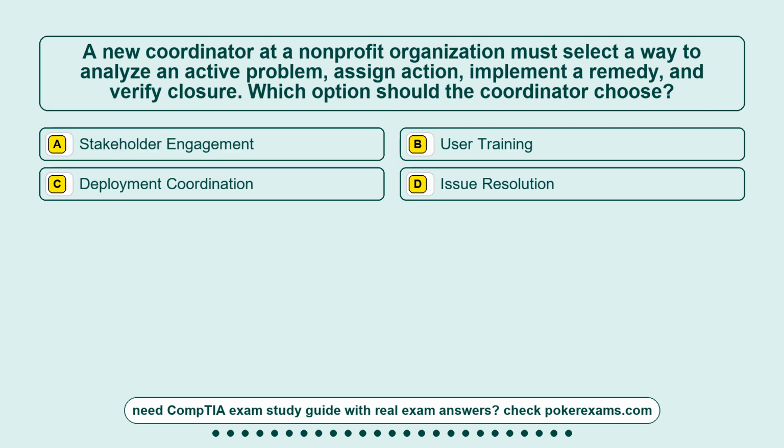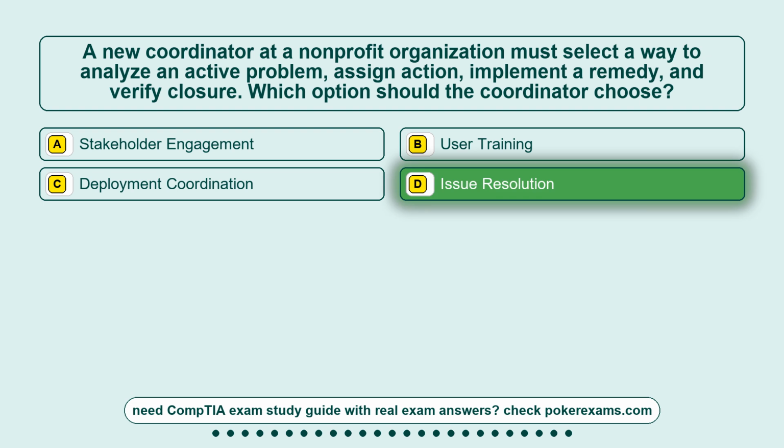Question 18. A new coordinator at a nonprofit organization must select a way to analyze an active problem, assign action, implement a remedy, and verify closure. Which option should the coordinator choose? Option A, stakeholder engagement. Option B, user training. Option C, deployment coordination. Option D, issue resolution.